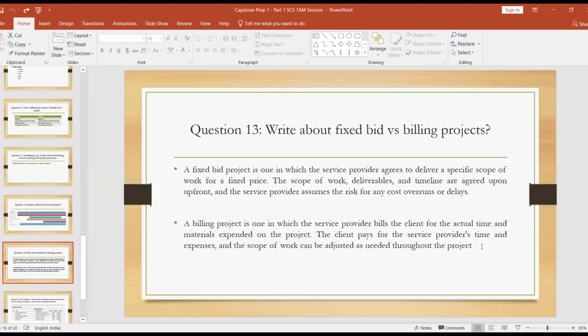In the similar way, you have to write your answer for this particular fixed bid as well as the billing project question.